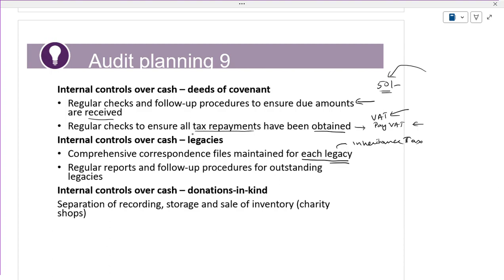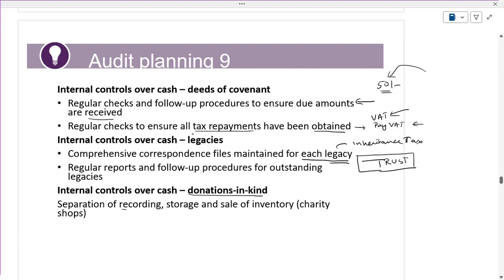See, don't take a trust as a small activity. Trust is a big activity. People will donate their wealth, their land, their assets, everything. If that is the case, then this makes it important to focus on criteria for each legacy. Everyone will have different terms and conditions. Regular reports and follow-up procedures for outstanding legacies. Are there internal controls over donations in kind?